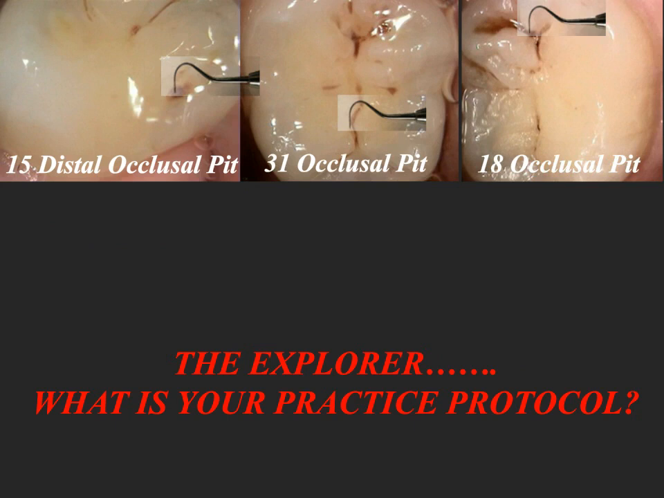So here we have three actual clinical situations. Number 15, a distal occlusal pit that has a potential early stain, quote unquote, carious lesion. Number 31, an occlusal pit. And number 18, an occlusal pit. What's your protocol for diagnosis? If you see this patient in hygiene and there's no stick in that fissure, do you recommend restoration or do you watch it? Well, number 15 and 31 had slight sticks, whatever that means quantitatively. Number 18 had no stick. So what do we do? Do we take out the drill? Do we recommend restoration of 15 and 31? And do we watch 18? Maybe.